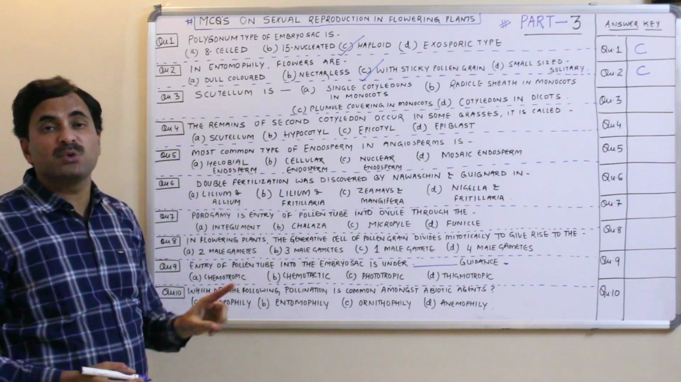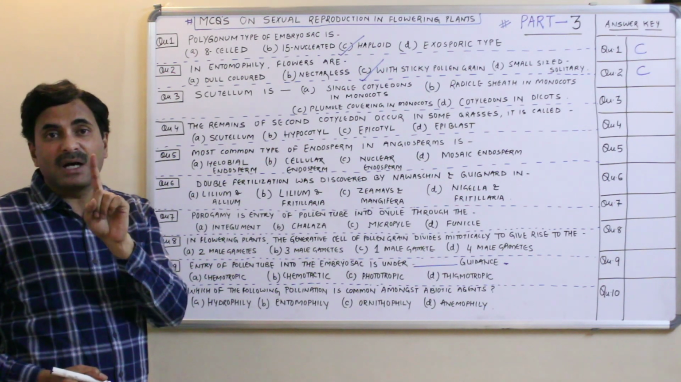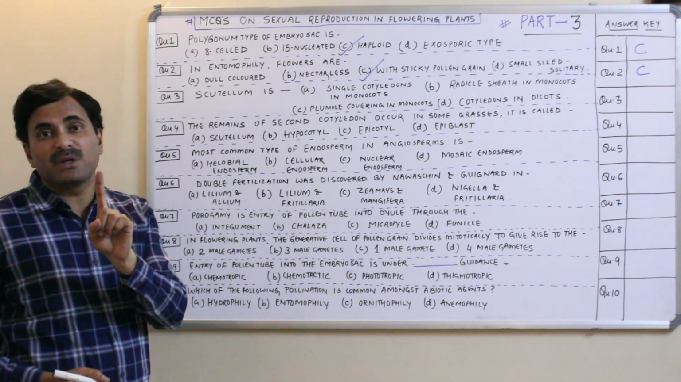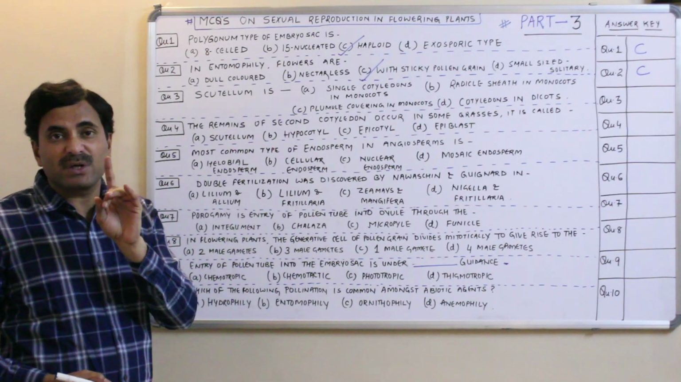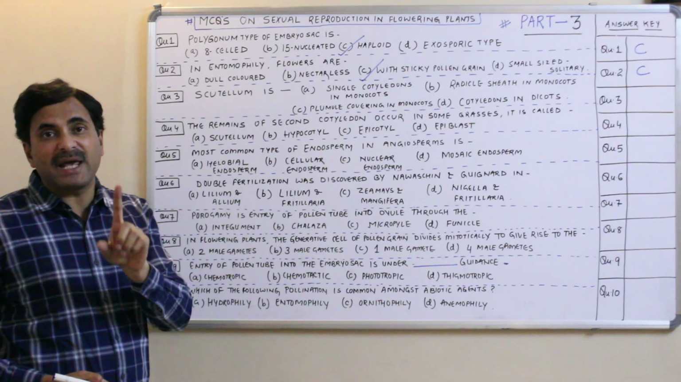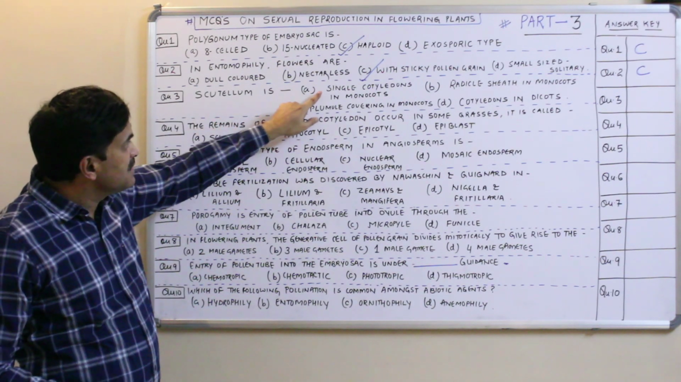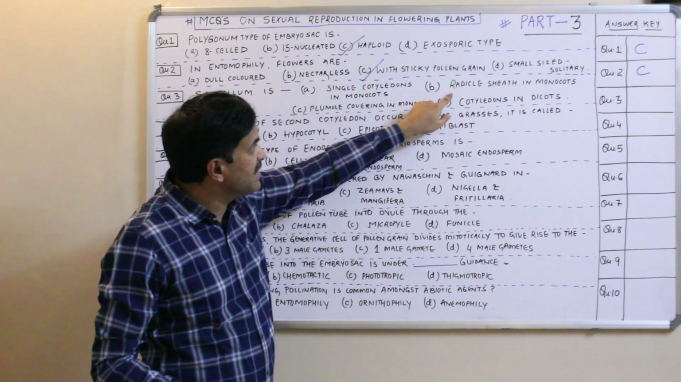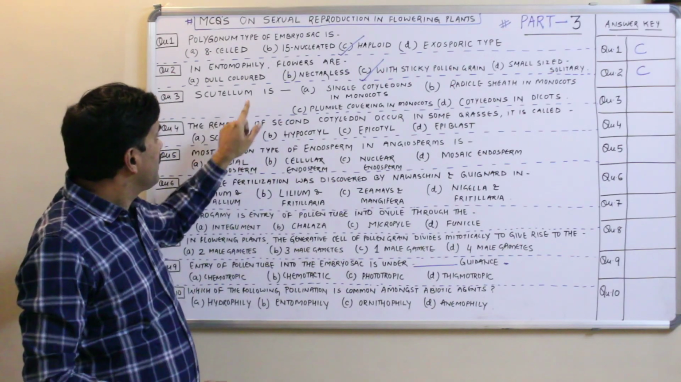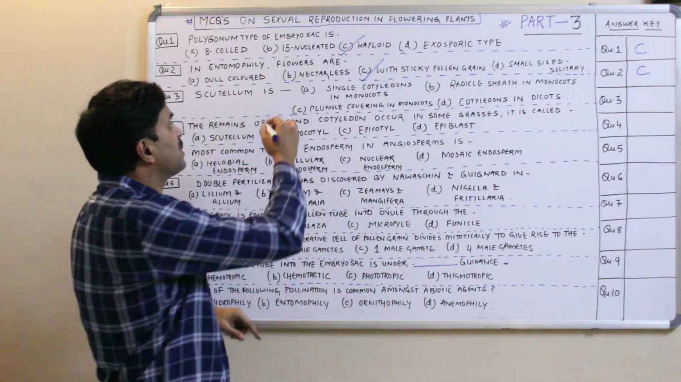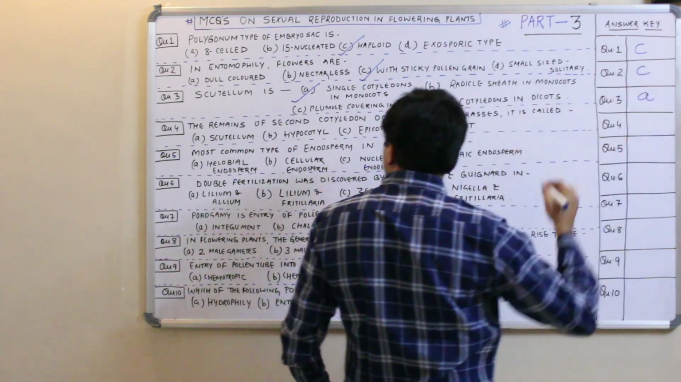Scutellum. You must know what is scutellum. Scutellum is the single cotyledon found in monocots. The single cotyledon found in monocots is called as scutellum. It is shield-like in a lateral position. Now see here, scutellum is single cotyledon in monocots, a radical sheath in monocots, plumule covering in monocots, or cotyledon in dicots. So no, just now I have said to you scutellum is single cotyledon found in monocots. Question number 3 is having the answer A.